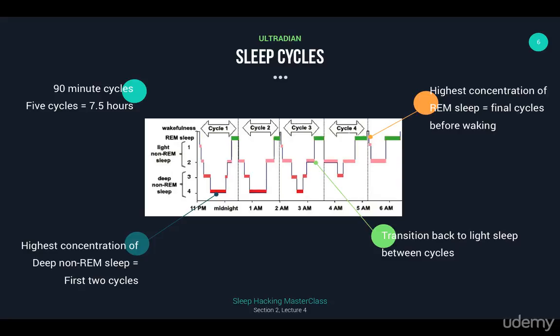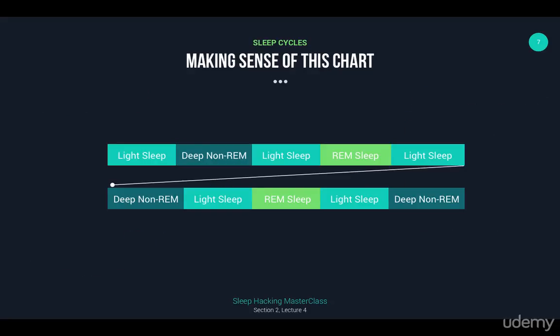Now, if you're looking at this chart and you don't really understand it, I didn't quite get it the first time either. I'll make it really simple for you here. It's almost like cars on a train, right? So we start at the top left, light sleep, deep non-REM, back into light sleep, then into REM sleep, and then back into light sleep, deep non-REM, light sleep, REM, light sleep, deep non-REM, and so on and so forth.